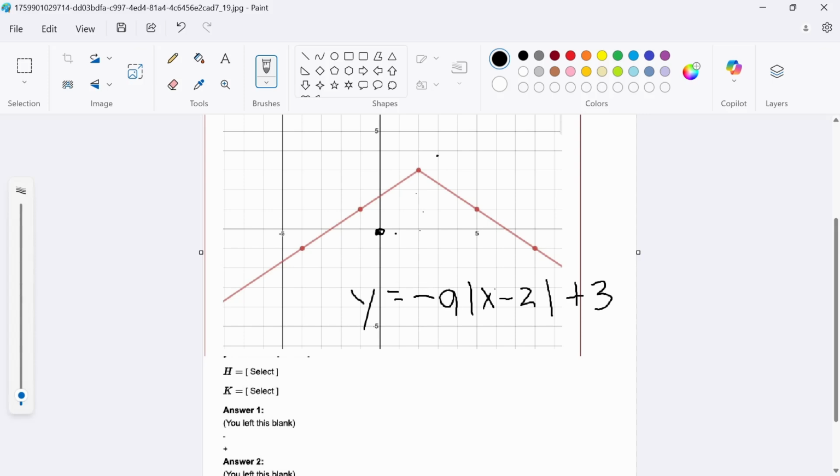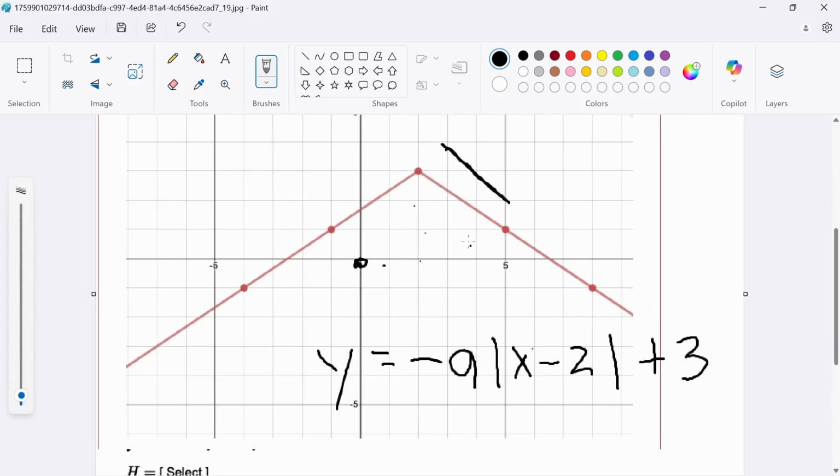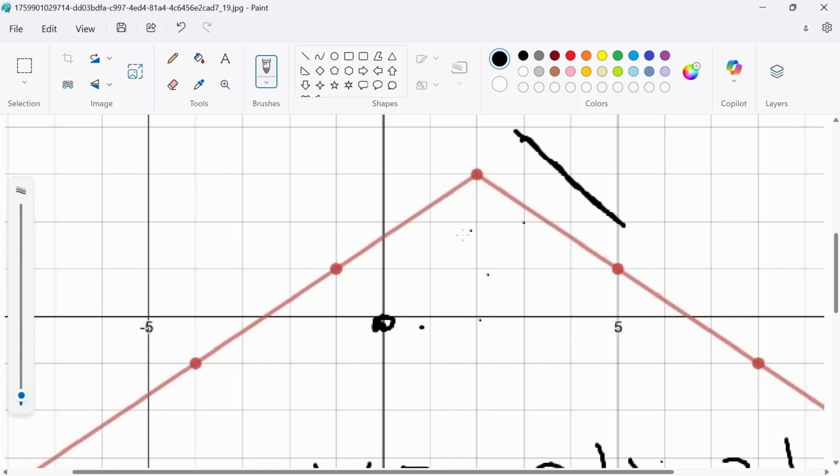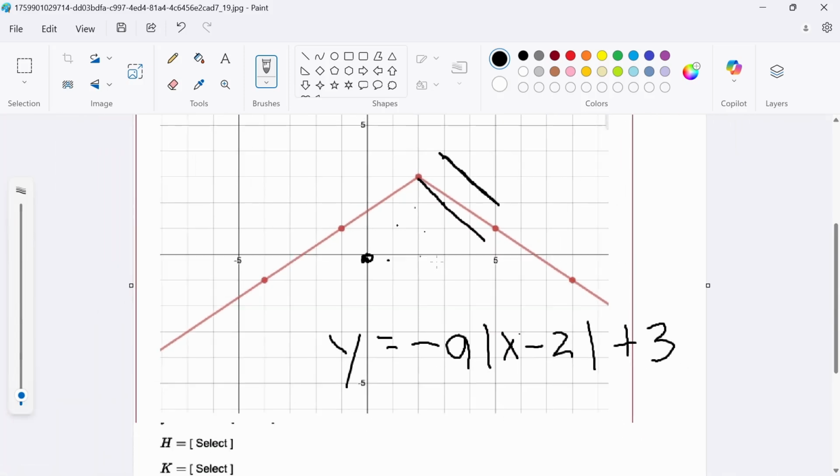And I know there's a stretch or compression of some type because it's not going right through the vertices. It's not going through the corners of the squares. See how it's not going through here. It's not like this. So it's stretched.